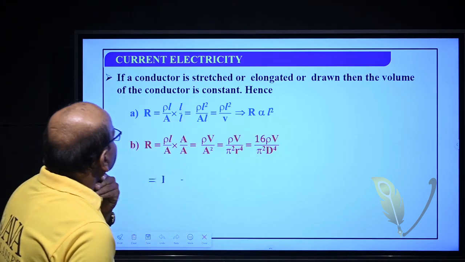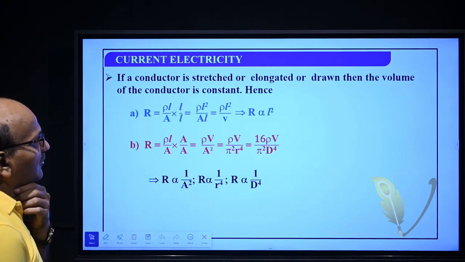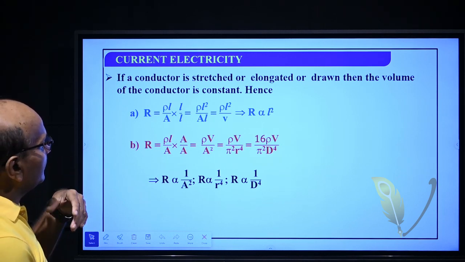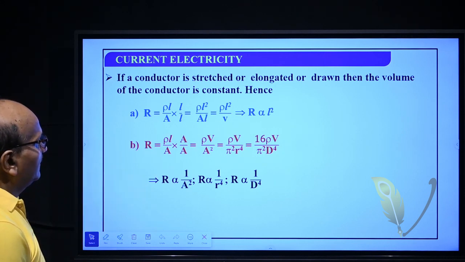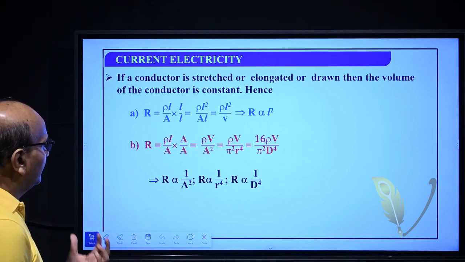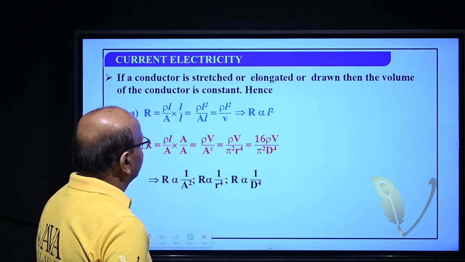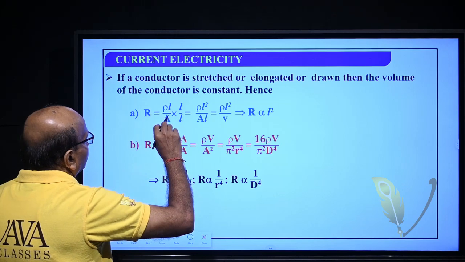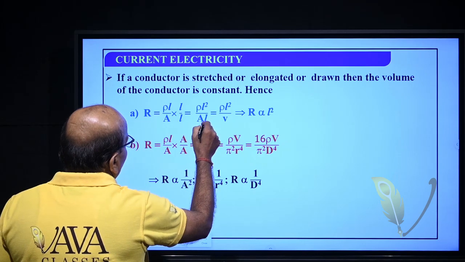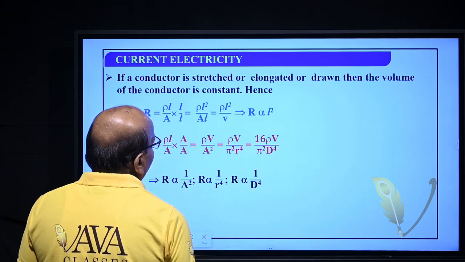Now a question. If a conductor is stretched or elongated or drawn, the volume of the conductor is always constant. If length increases n times, then area of cross section will decrease n times, and accordingly the radius of the circle also decreases. So first R is equal to rho L by A. So L into L, because area into length is volume V, which is constant, rho L square. So R is directly proportional to L square.